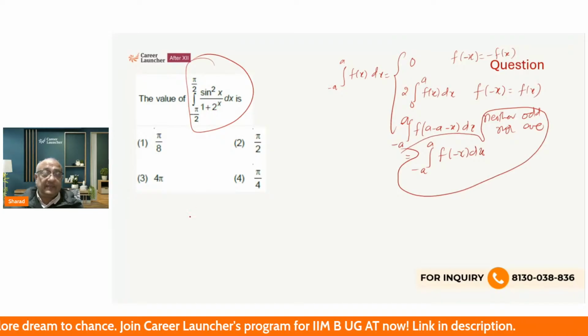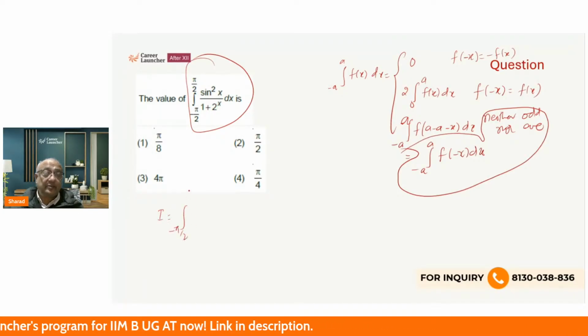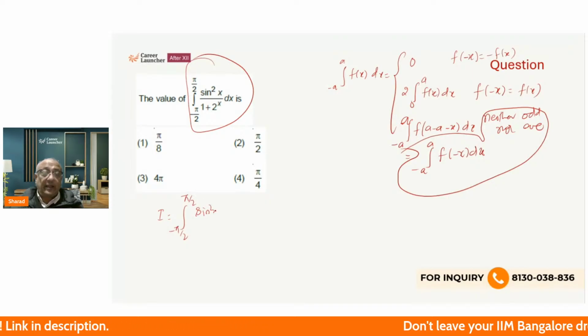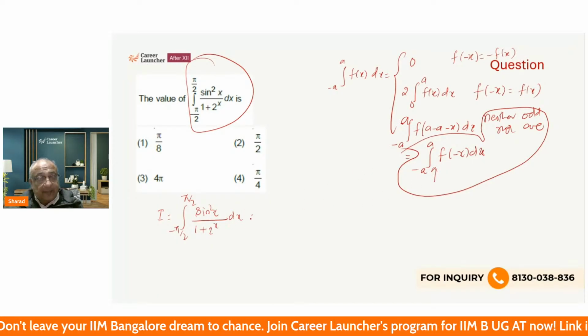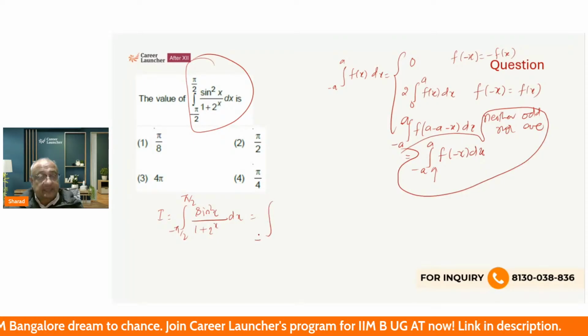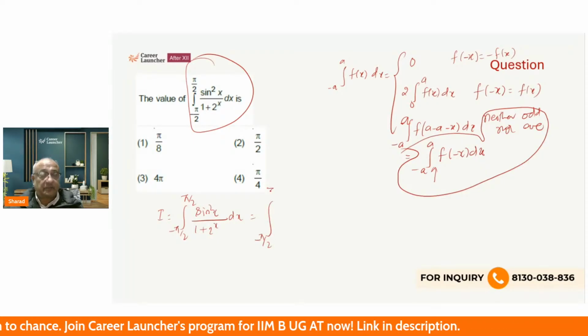The same question is here. I'll take I is equal to the integral from minus pi by 2 to pi by 2. I'll rewrite this: sine square x upon 1 plus 2 raised to power x. I've written it again. Now what will we do? I'll use this property, because this is the same and will not get changed if I replace x with minus x. So I'll do that. I'll write the second I.